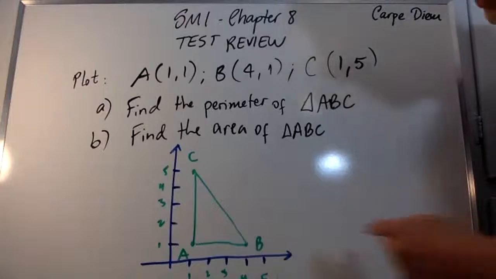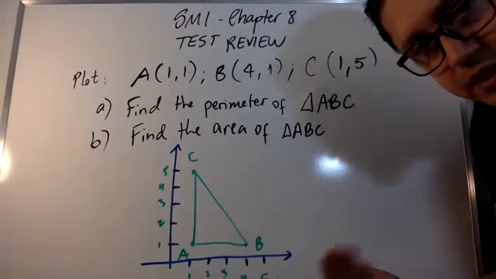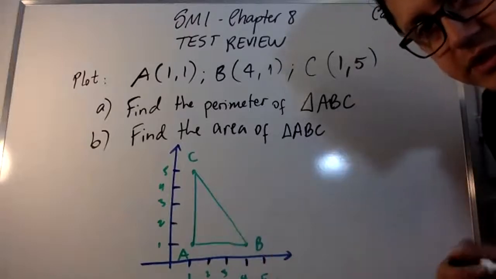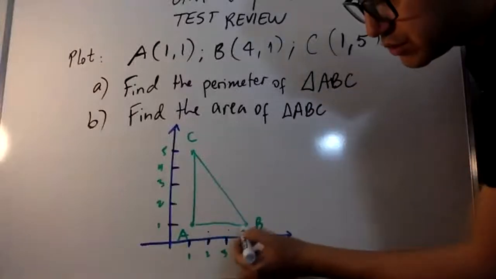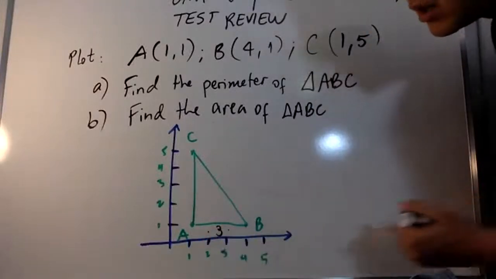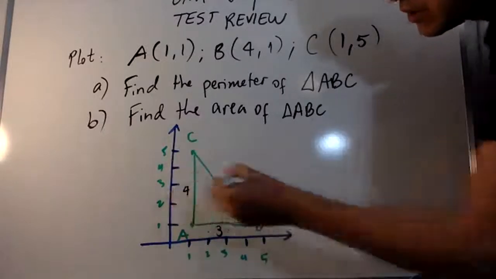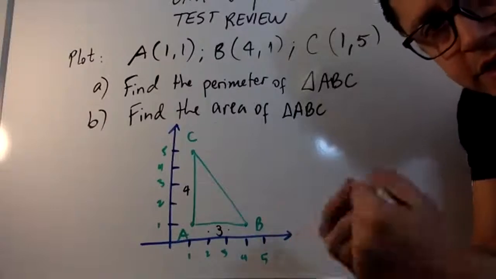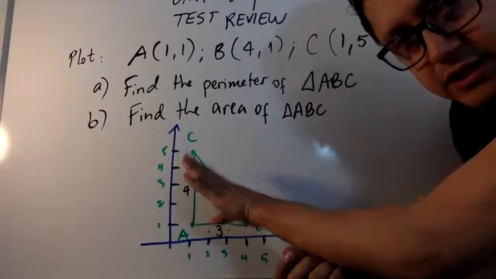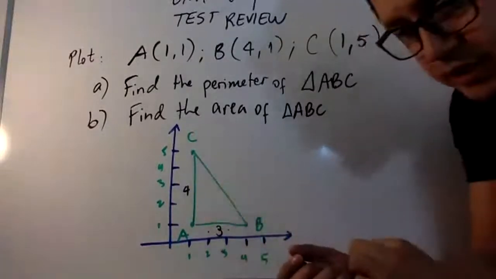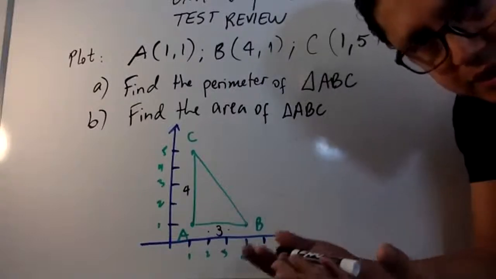Which means when you have vertical or horizontal segments, it's easy because you just have to count how many steps there are between points. So this is 1, 2, and 3. So this measures 3. If we go from A to C, it's also easy: 1, 2, 3, and 4. But it's different when the segment is slanted, just like CB. This is when the distance formula is important.